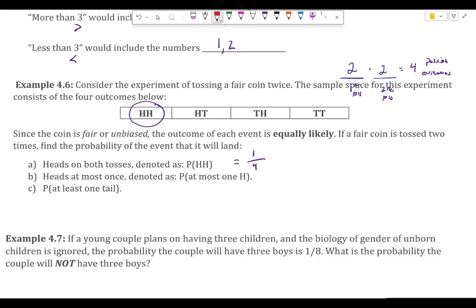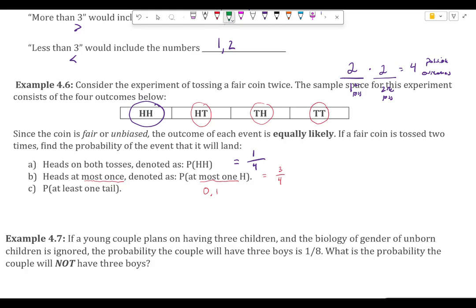Part B says the probability of the event that it will land heads at most once. So at most once means at most 1 head. So at most 1, as we talked about above, would be 0 or 1. So we're looking for either 0 or 1 head. So here is where we have 0 heads, and here is where we have 1 head. So this would be a total of 3 out of 4.